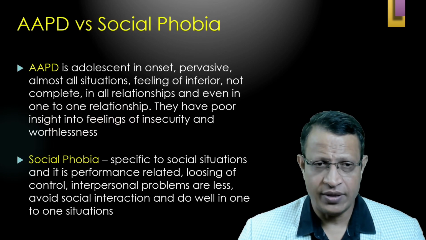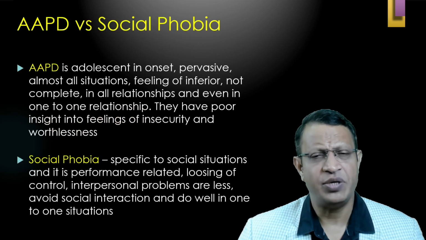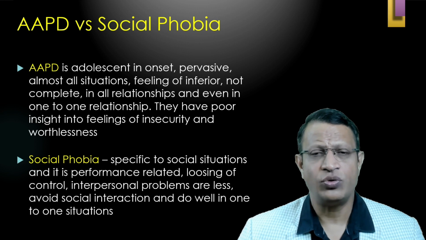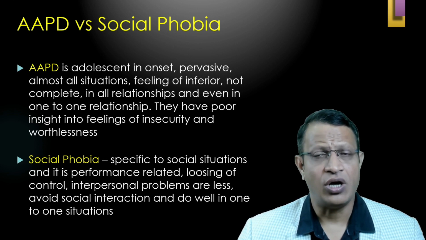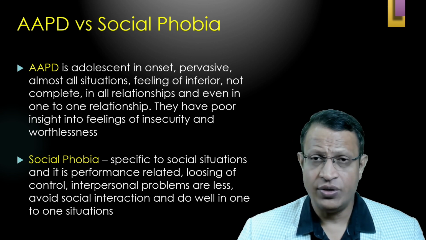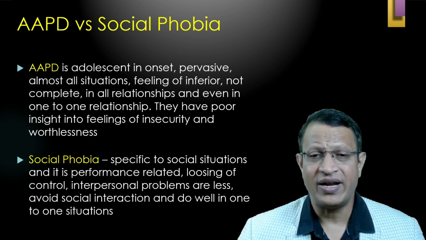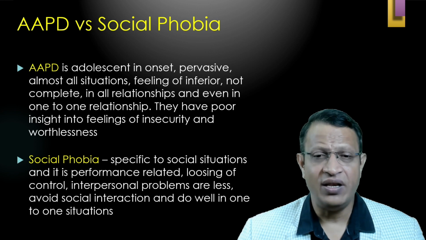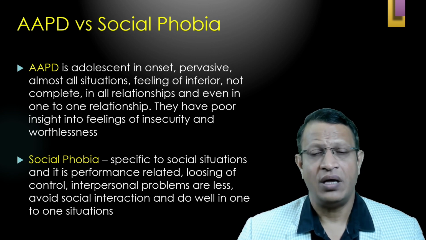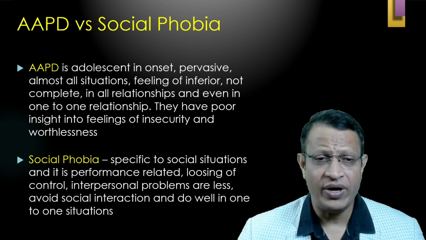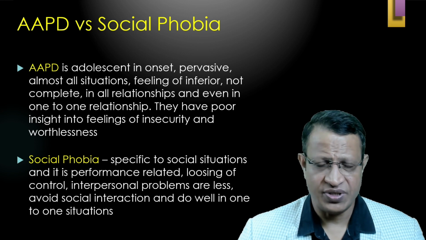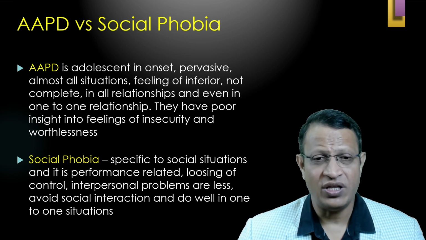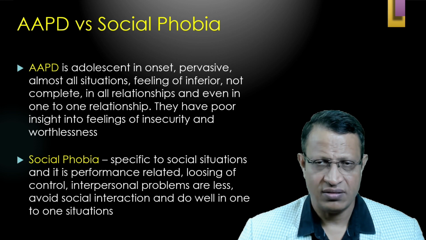Let's look into the management. If you want to differentiate between AAPD and social phobia, anxious avoidant personality disorder is adolescent onset, pervasive, present in almost all contexts of life. They feel inferior, they feel they are socially inept, they are inadequate, they are incomplete in all relationships, even in one to one relationships.